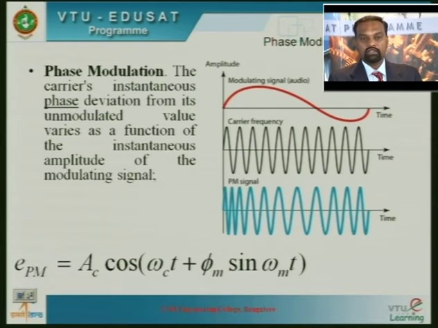Let me summarize. In phase modulation, the modulating signal sine of omega m t changes the phase of the carrier, and that is what we call phase modulation. Let us stop here and continue the discussion after the break.